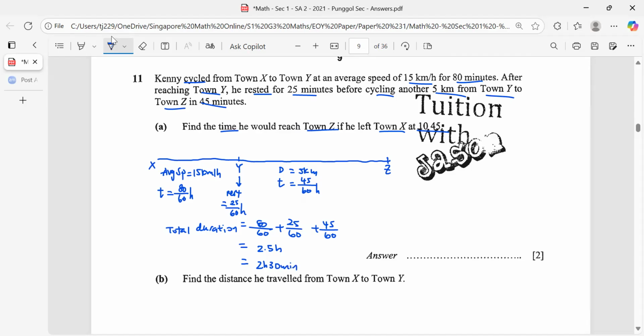Yeah, as you can tell, 0.5 is basically halfway through an hour, right? So that is 30 minutes. So the time that he will reach will be 2.5 hours from 10:45 a.m. Let's go 2 hours. That would give us up to 12:45 p.m. And 30 minutes later, that will be 1:15 p.m.